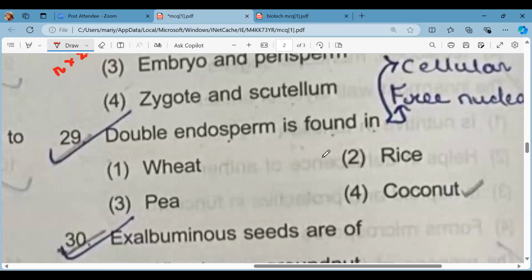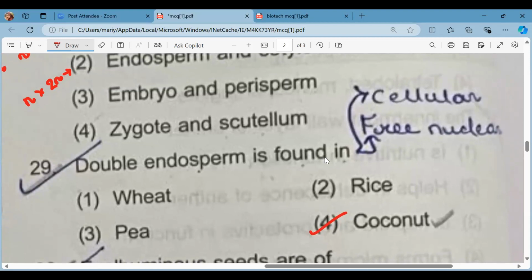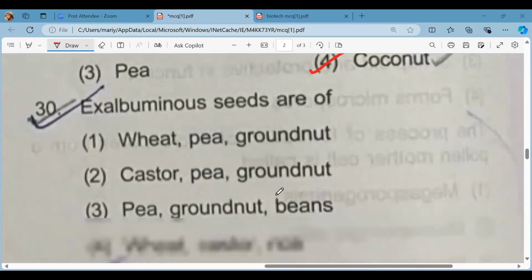Now the double endosperm is found in coconut. The coconut has the water and the white portion that we eat, so it has two types of endosperm, cellular and free-nuclear. It has two kinds of endosperm. This is not for your syllabus.